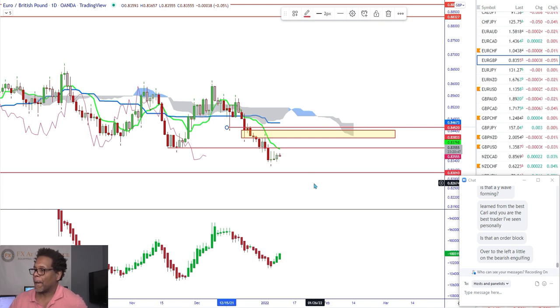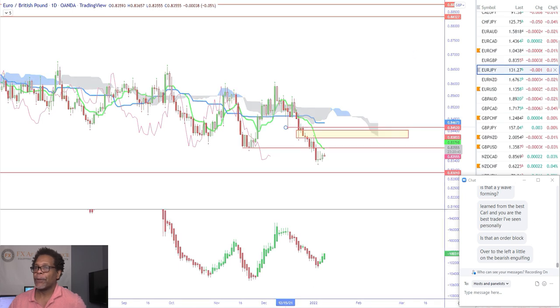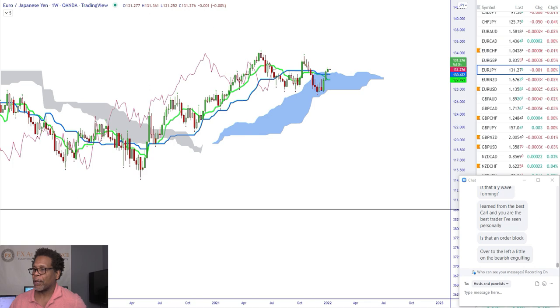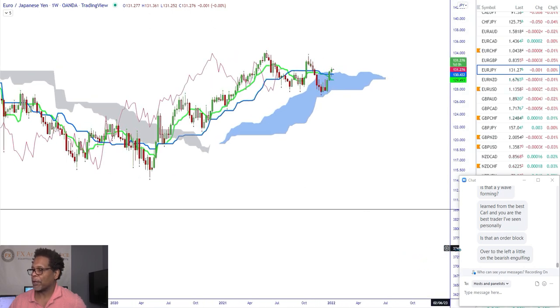All right. It is a bearish market, period. Euro yen, weekly time frame, bullish market. Now there's some issues with this bullish market.